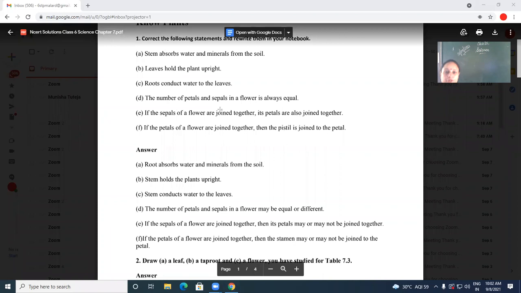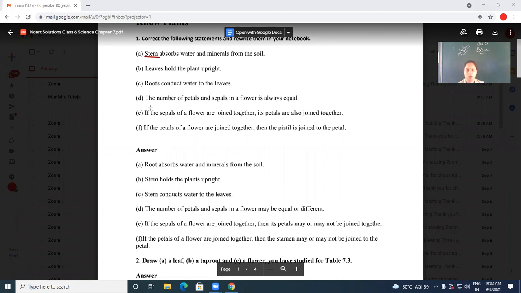All right. So the first one is: stem absorbs water and minerals from the soil. So is it correct? No. So what part do we have to change? We have to change the stem. In place of stem, what will I write? I will write root. Okay. Root absorbs water and minerals from the soil.